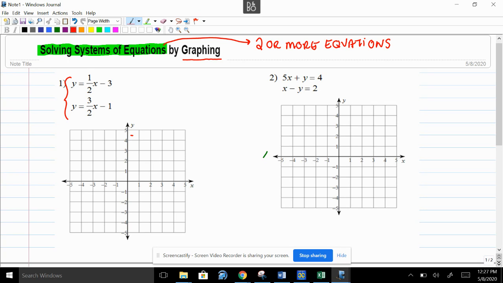This is slope-intercept form. We talked about that last chapter. So this equation would have a y-intercept of (0, -3), which would be right there, and then a rise over run of 1 over 2. From that, rise 1, run 2. There would be my second dot, rise 1, run 2. I want to go backwards, down 1, left 2. So your first line is going to look something like that.